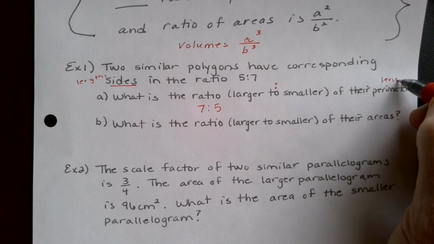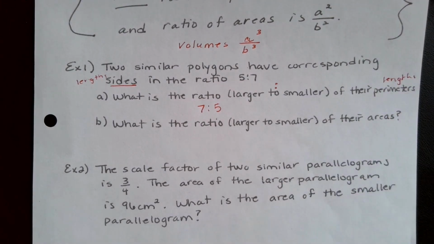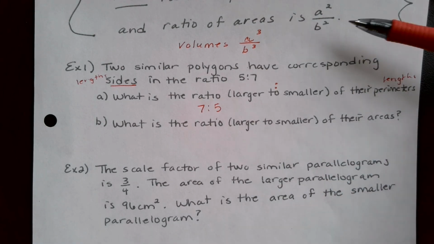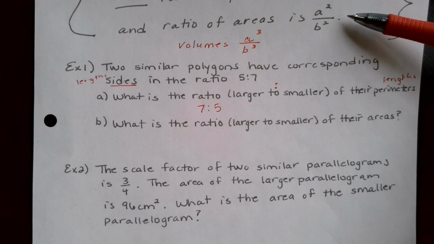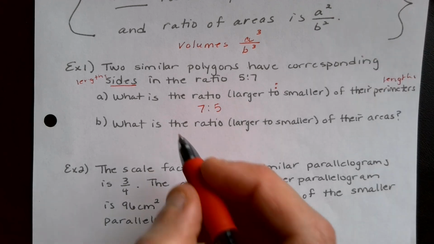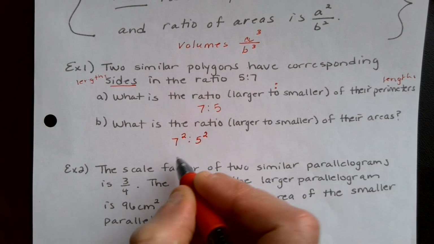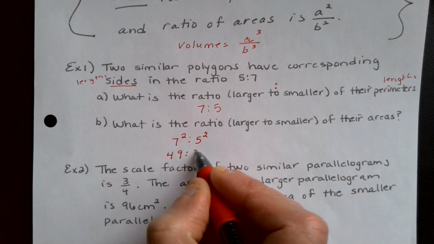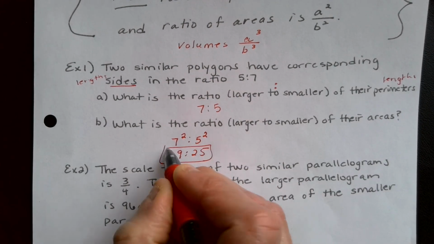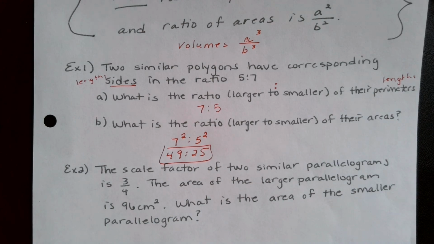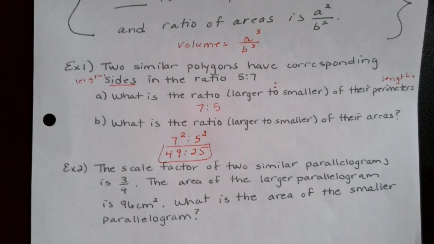Lengths. But now we're going to jump to a different area here and say, what's the ratio of the larger to smaller of their areas? Well, as you can see right above here, that's a ratio, but you have to square each of them individually. So now I'm going to have 7 squared to 5 squared, which is 49 to 25. And that would be your answer. Now let's look at example 2.